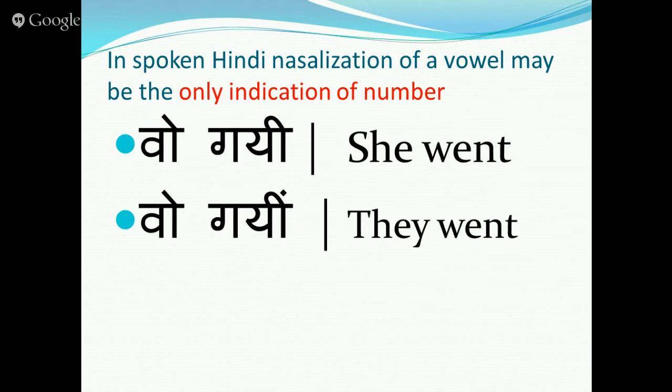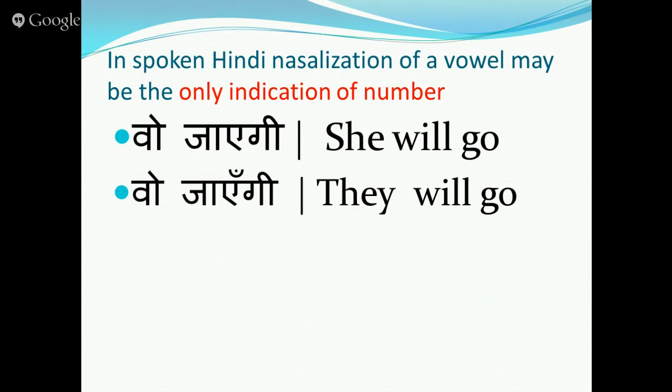In spoken Hindi, the nasalization may be the only indication that something is plural. For instance, in spoken Hindi, normally people do not say they ever, meaning the plural of them. Normally people always say vo. Well, that has an interesting implication in that vo gai is she went, but vo gai means they went, that group of women went. Vo gai, vo gai. And so it can throw off completely the meaning of a sentence if it's done wrong.